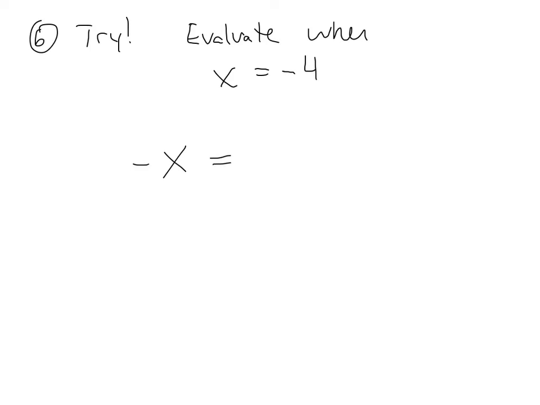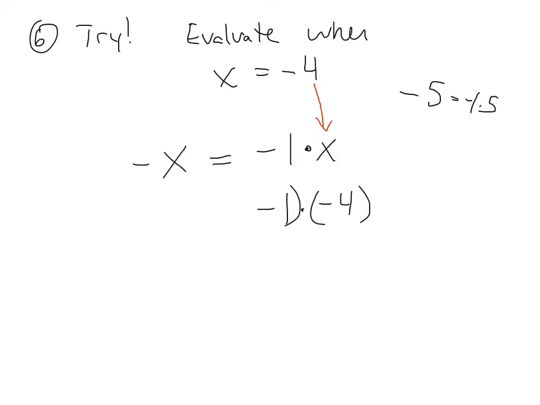Well, remember, if you have a negative sign next to anything, it means negative 1 times that thing. So it means negative 1 times x, just like negative 5 is actually the same as saying negative 1 times 5. So if we're evaluating when x is negative 4, we're going to take that negative 4 and put that in right there. So really this is like saying negative 1 times negative 4, and I should have those in parentheses because they're negative. Well, a negative times a negative is always a positive, and it'd be positive 4.